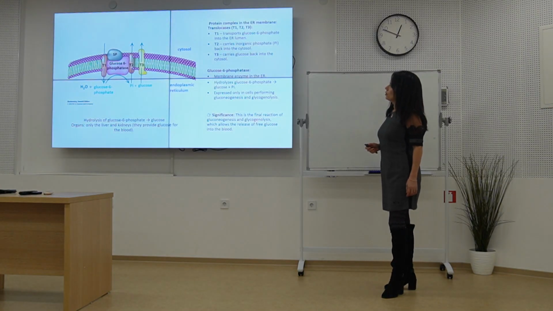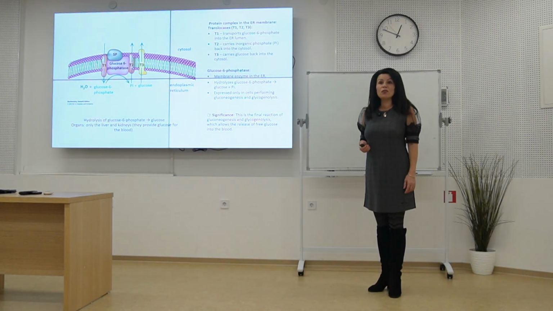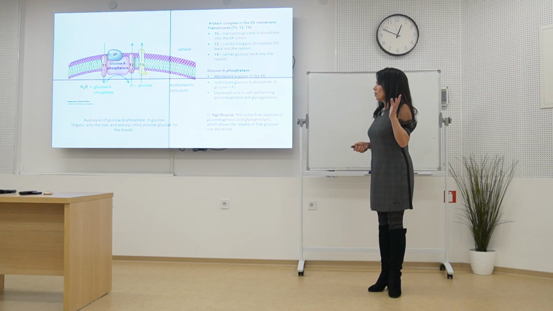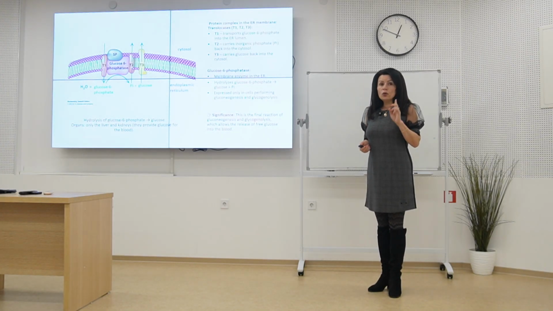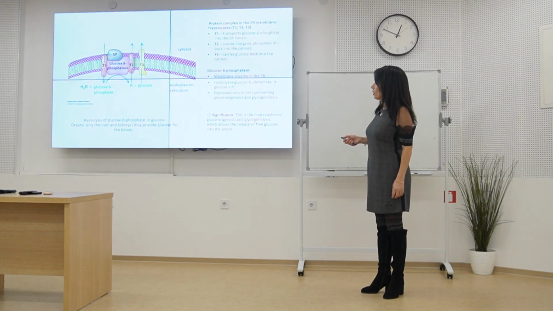All phosphatases, students, are located in the membranes of the endoplasmic reticulum, all of them. These are fructose 1,6-bisphosphatase and glucose 6-phosphatase. Both of the phosphatases are located in the endoplasmic reticulum.